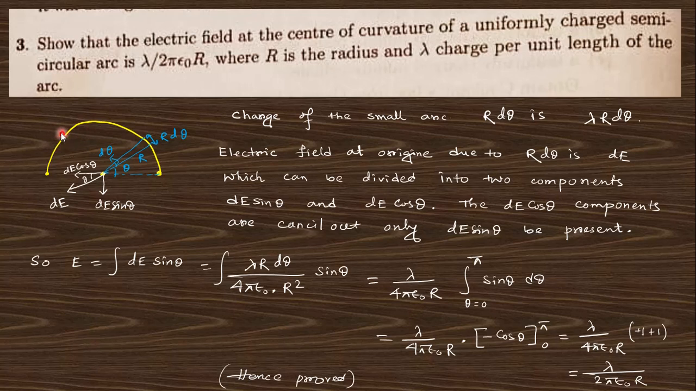In a similar fashion, if you take the symmetric region, you get similar two components, dE cos theta and dE sin theta. You can see the dE cos theta components cancel out due to symmetry, and only dE sin theta will be present. So if you integrate dE sin theta, where dE is the electric field due to this small portion, that is lambda d theta by 4 pi epsilon naught r square, times sin theta. If you separate out and integrate, you get this result. Okay, go to the next one.